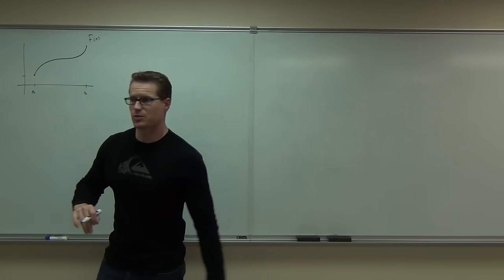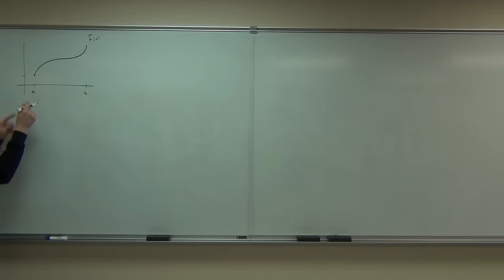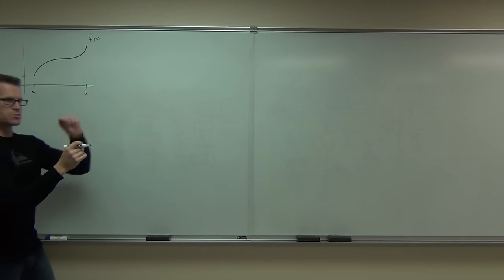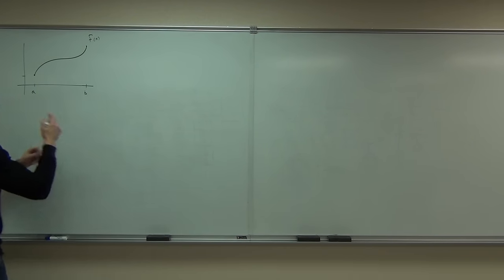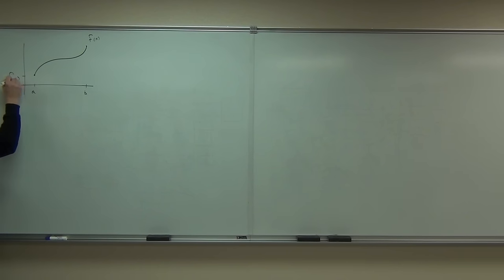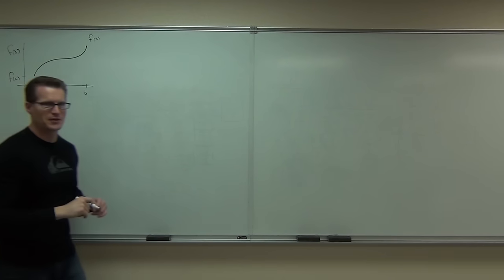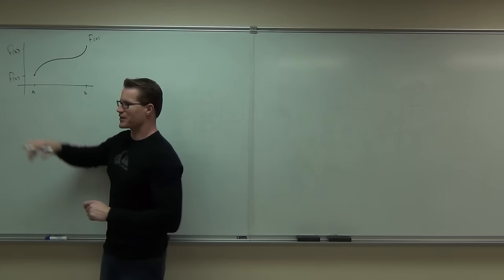f of a is a good start. That'd be how high it would be. So if this is a, how you figure the height out is you plug that into your function, or in other words, f of a. Cool. How high is this point? f of b. All right. Let's follow the pattern there. So f of a, f of b, very good.